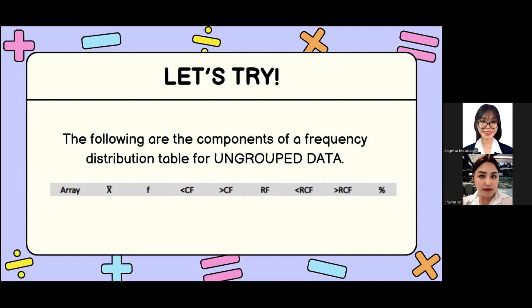So let's try. The following are the components of a frequency distribution table for ungrouped data. We have array, X bar, which represents the scores, and then F for frequency. Then we have less than and more than cumulative frequency, and then RF, which is the relative frequency, and then less than and more than RCF or relative cumulative frequency. Then last is the percentage. Let's learn how to obtain, identify, and solve for each.